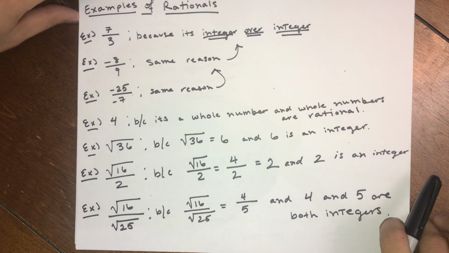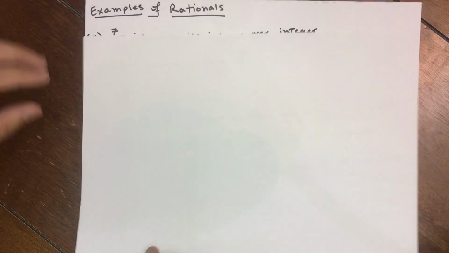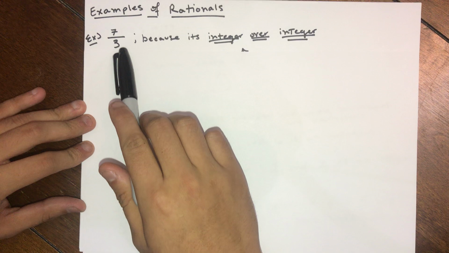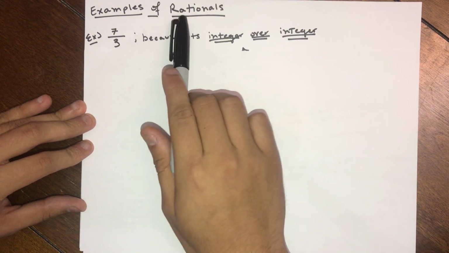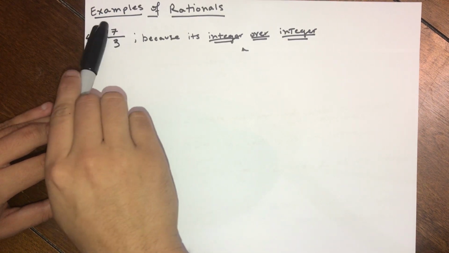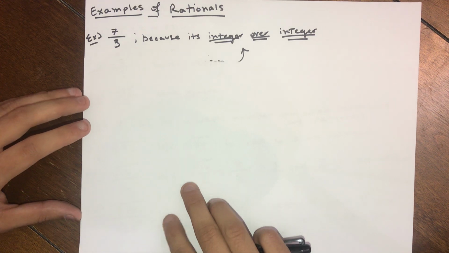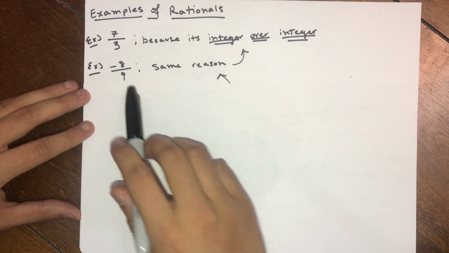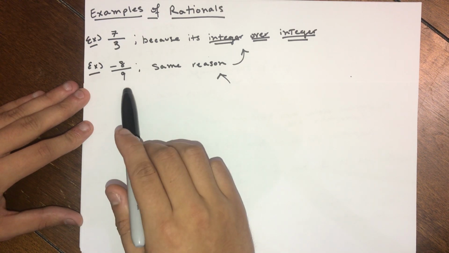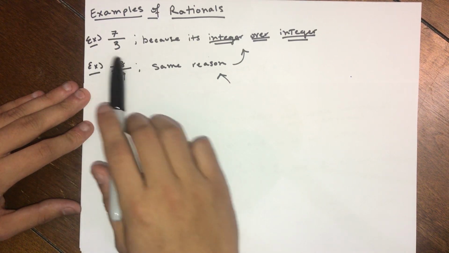So now let's look at some examples of rationals. All right, so let's look at this first example, okay? Just 7 over 3, all right? Why is 7 over 3 a rational number? Because it's integer over integer, okay? It's a fraction. It's one integer over the other integer, so it's rational, okay? Another rational number could be like -8 over 9, right? Because -8 is an integer, and 9 is an integer, right? For the same reason this one was rational, this one is also rational, okay?